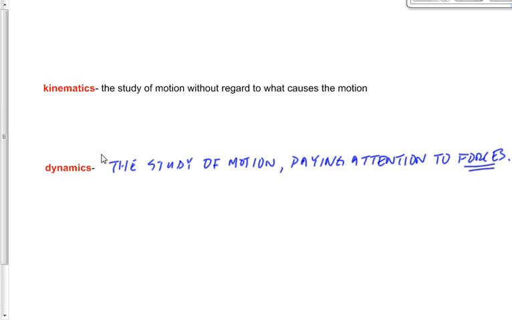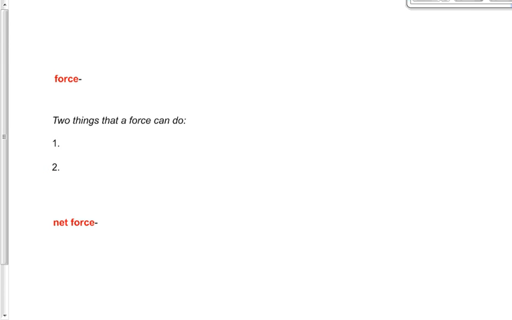Matt's desk is at rest right now. It isn't going to go anywhere unless we apply a force on that desk. Now, in the last unit, we could analyze the motion of that desk as soon as I apply the force on it, but we knew nothing about the force itself. This unit, we're going to learn about the force that causes that motion, or the force that causes it to slow down and stop, friction. The study of motion, paying attention to or with regard to what causes the motion, or in other words, paying attention to forces.